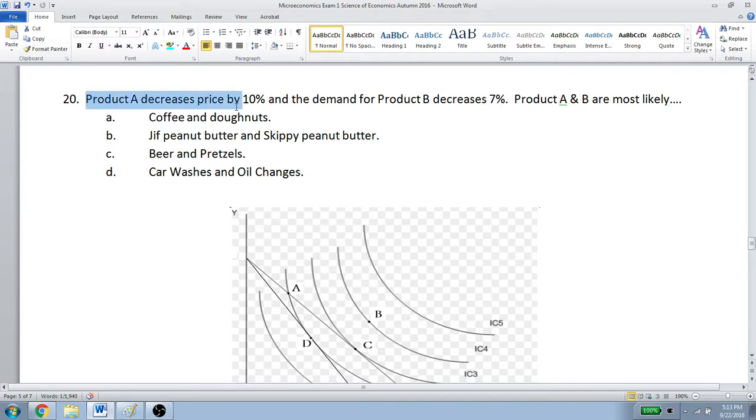Is product A decreasing in price? Yes. And the demand for product B also decreases? Yes. So if product A went down in price, then people will start buying more of A. And if they're buying more of A, then they're buying less of B. And if they're buying less of B because they're buying more of A, then they are substitutes. Good. Product A and B are most likely substitutes for each other. Which are these substitutes? Coffee and donuts? No, they're complements. Jif peanut butter and Skippy peanut butter? Yes, those are substitutes for each other.